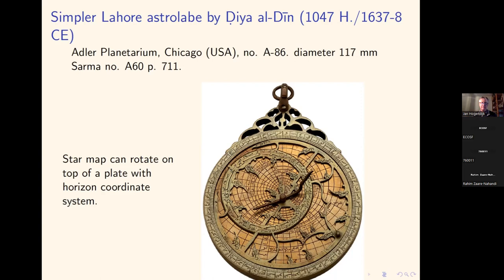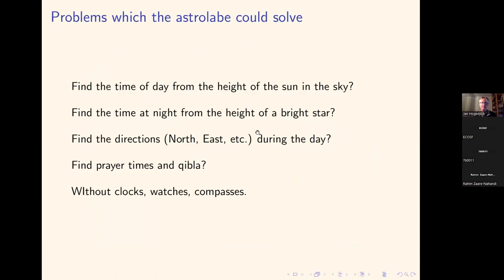I have a small list here. Find the time of day from the height of the sun in the sky. Find the time at night from the height of a bright star. On the back of the astrolabe, there is a part called the alidade, which I did not give a photo of, which you can use to measure the height of the sun during the day and the height of a bright star during night. So you get a certain number, for example, 20 degrees above the horizon. And using that information, you can set the astrolabe. Then what you see on the astrolabe corresponds to the situation in the heaven at the moment.